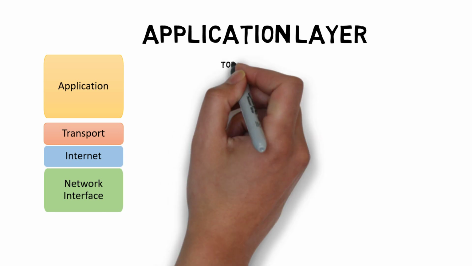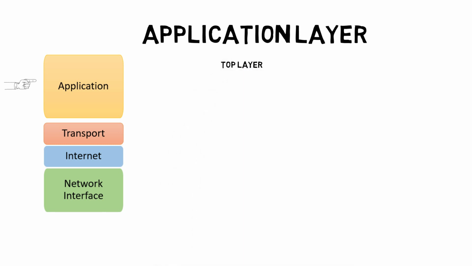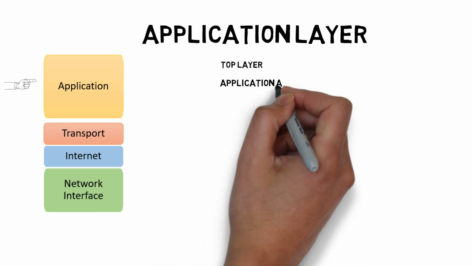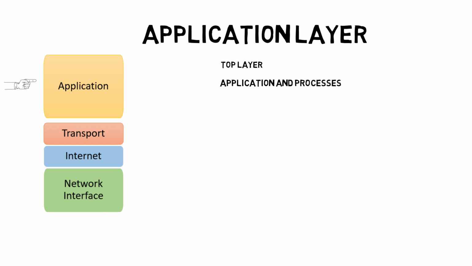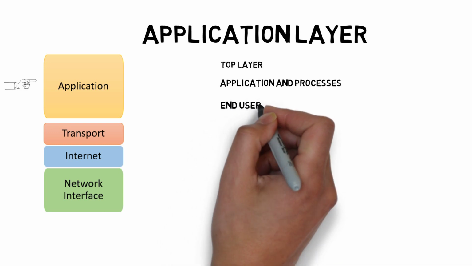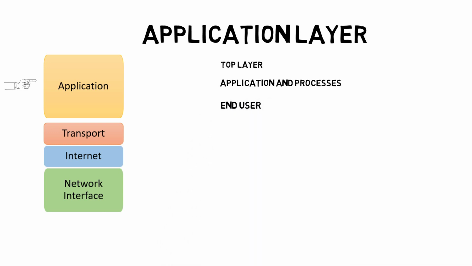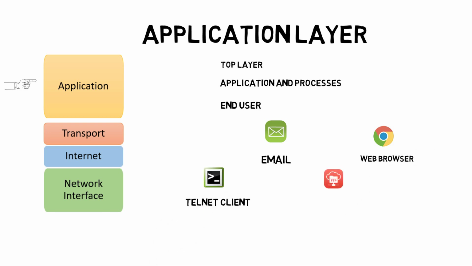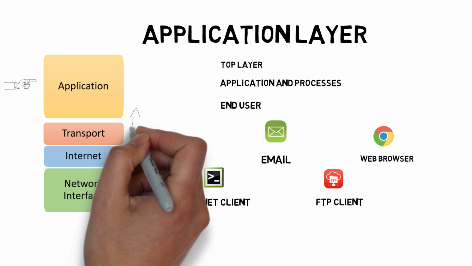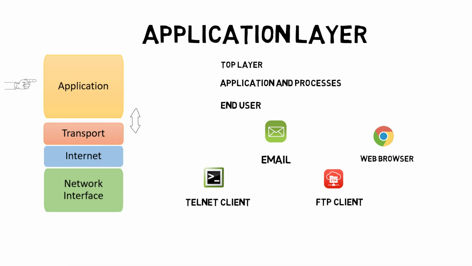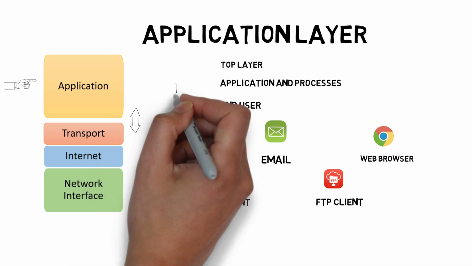This is the top layer of the TCP/IP protocol suite. It includes the applications and processes that use the transport layer protocols to deliver the data to the destination computer. This is the layer where any user interacts with the application. Some examples of this application include email, web browsers, telnet clients, and FTP clients. The application layer sends data to and receives data from the transport layer.